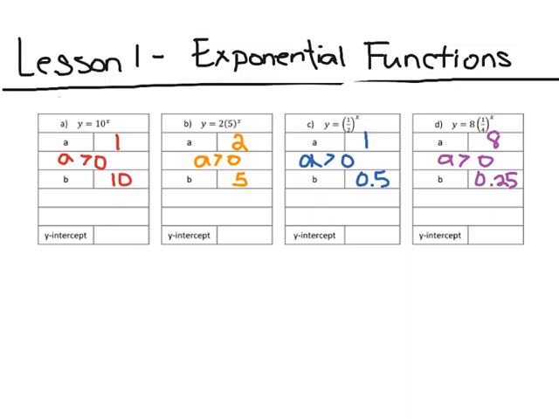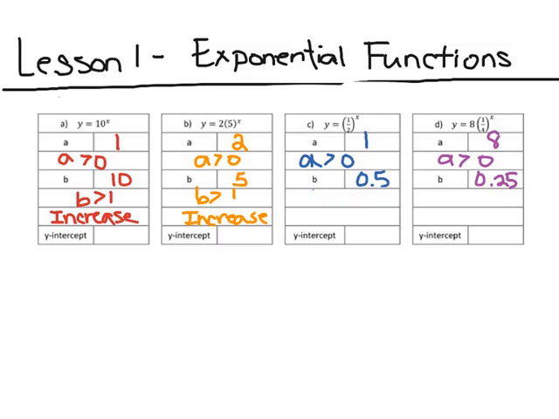For the first one, b is greater than 1. So not only is it bigger than 0, but it's also bigger than 1. And because it's bigger than 1, it's an increasing function. For the second one, b is greater than 1, so this is also an increasing function. For the third one, b is not greater than 1. It is less than 1, but is bigger than 0, so we write 0 is less than b, which is less than 1.